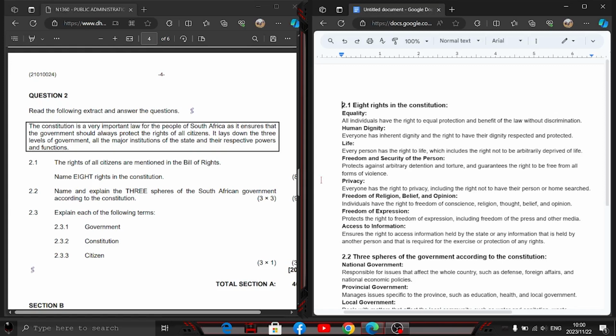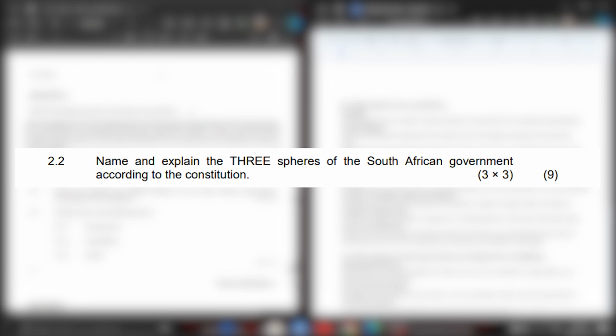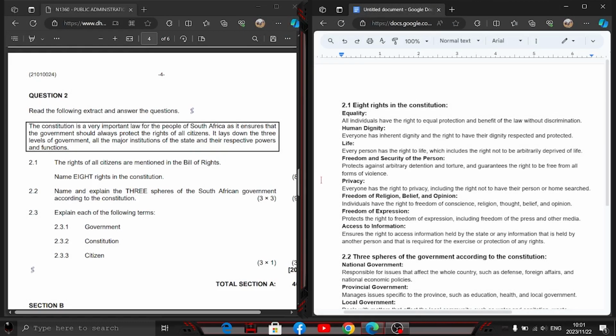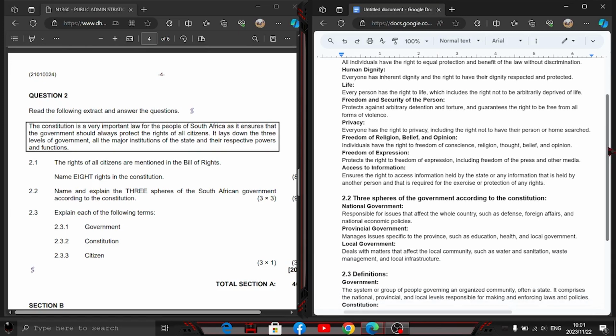Let's go ahead and look at the next question, which says, name and explain the three spheres of the South African government according to the Constitution, right? So within the South African Constitution, we have three levels of government, right? Those three levels of government have different functions. However, their main objective is the same. They are all working to achieve the same objective. However, their individual objectives are a little bit different.